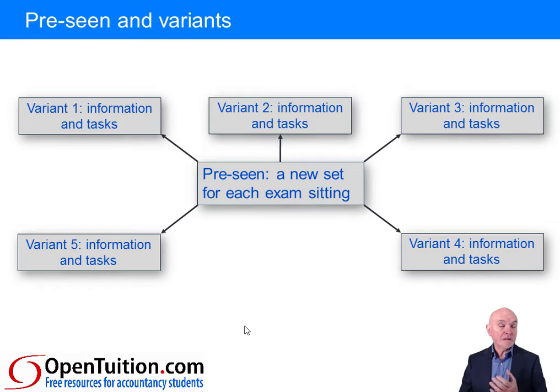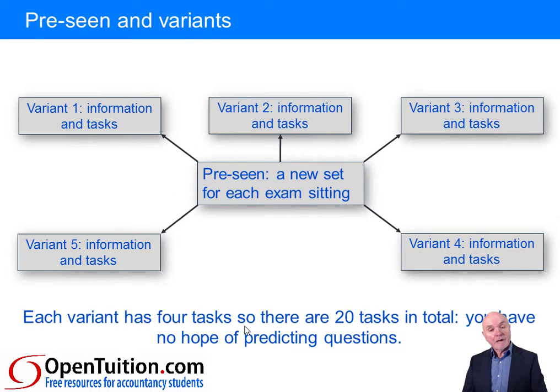Each of these variants has maybe 4 separate tasks within it. Each variant, therefore, with its 4 tasks, means there are going to be about 20 tasks available in total coming from that one set of Preseen material. Basically, you have no hope of predicting what sort of questions might come up.